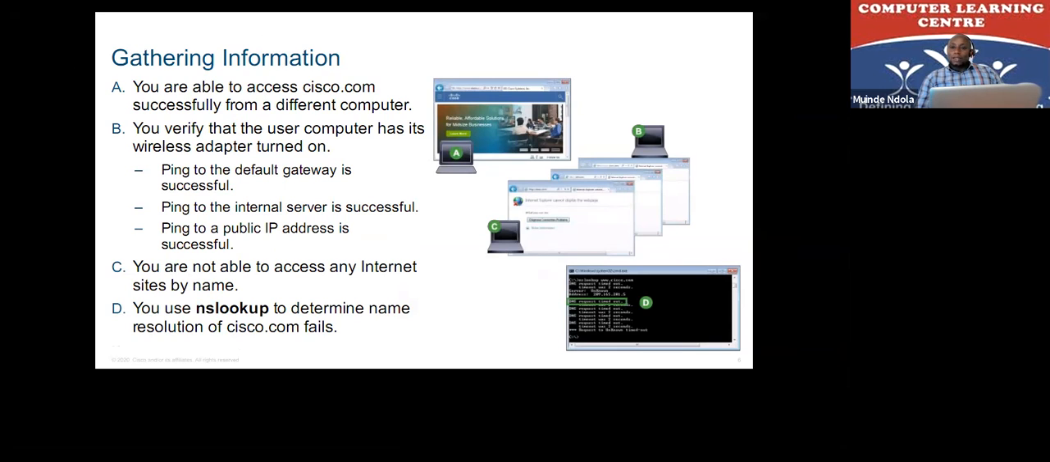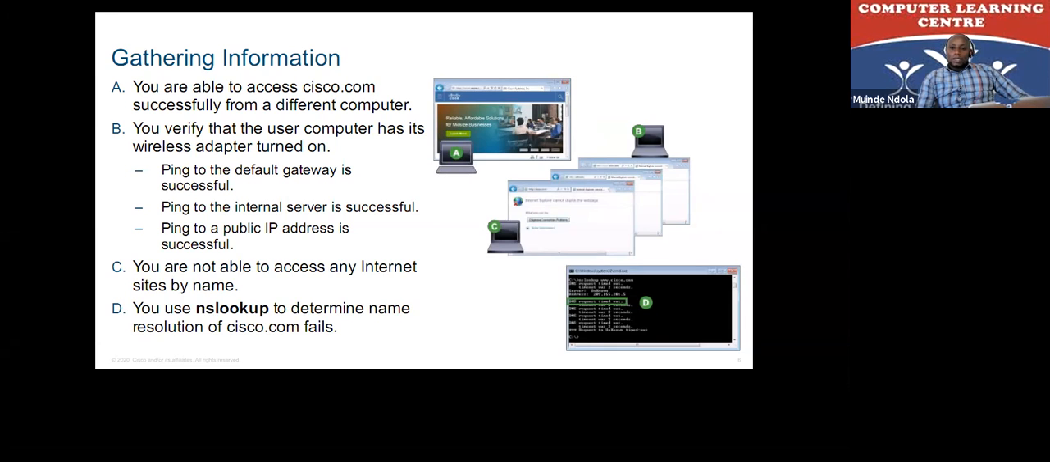So what next after that? The next thing is you verify that the user's computer has its wireless adapter turned on. You can ping the default gateway and the internal servers. Is this successful? Ping to the public address. Is this successful? Or the public address will be your public IP address. Is this successful or not? If those pings are successful, then you can narrow down and know what the problem is.